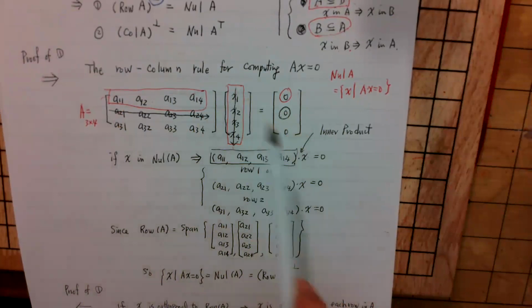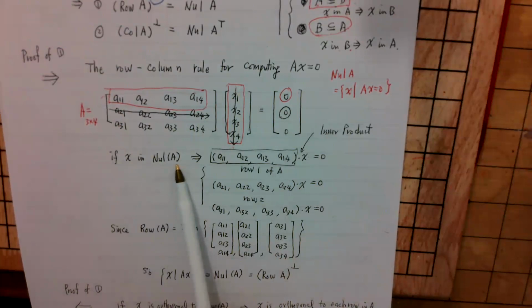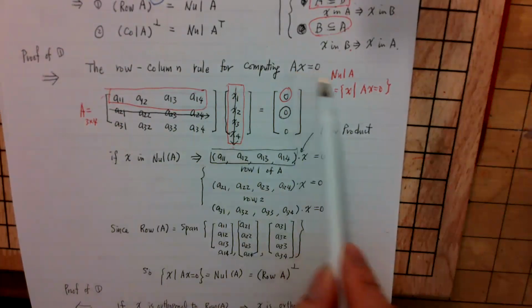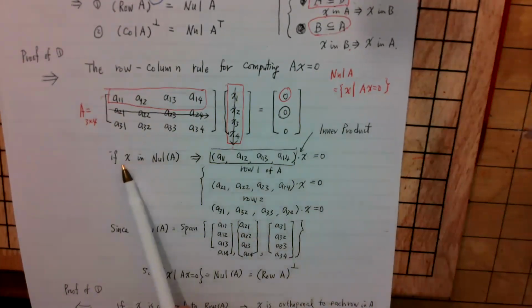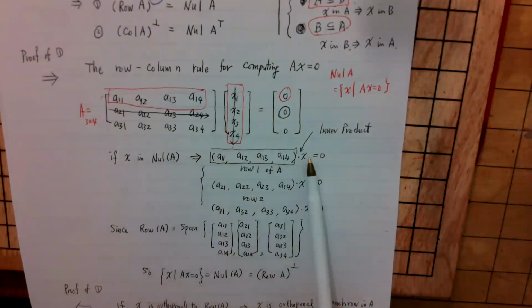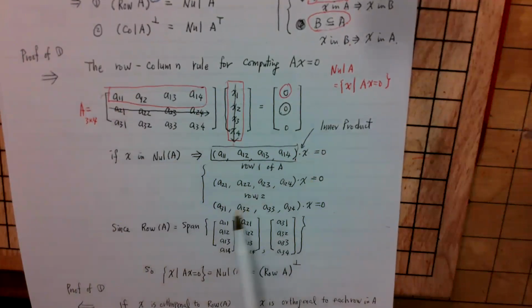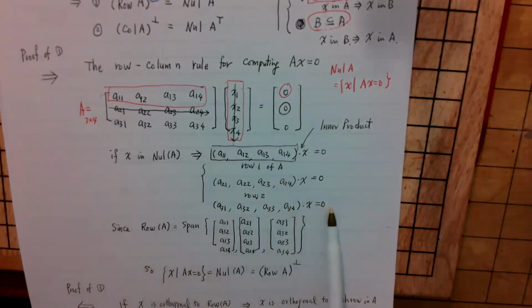So in this case, we say x is in what? The null space of A, okay? It satisfies the solution, right? If I tell you x is in the null space of A, then x times the row one of A must equal zero, inner product equal to zero. And the inner product with the second row is also zero. The third one is also equal to zero, okay? Are you with me so far?